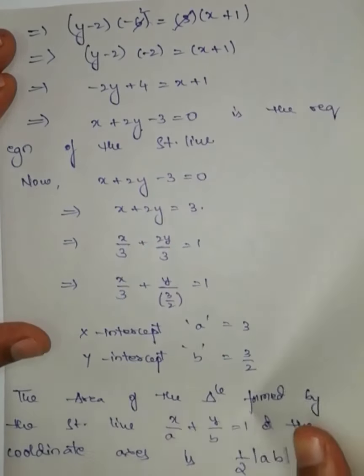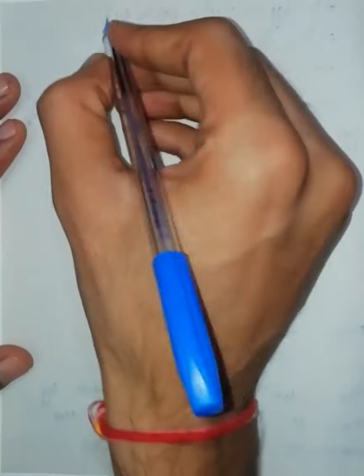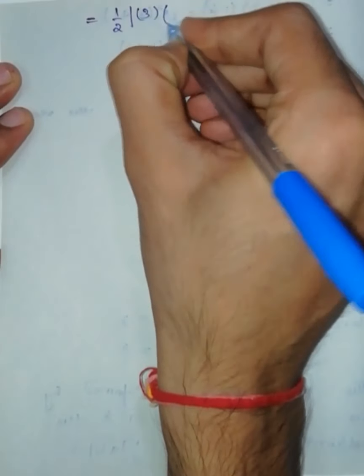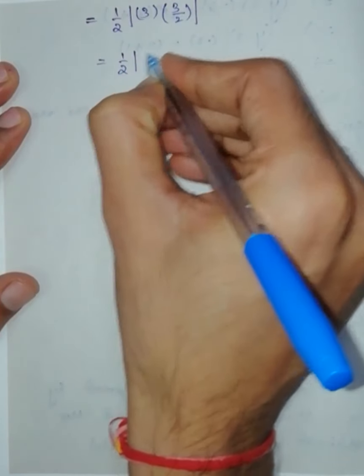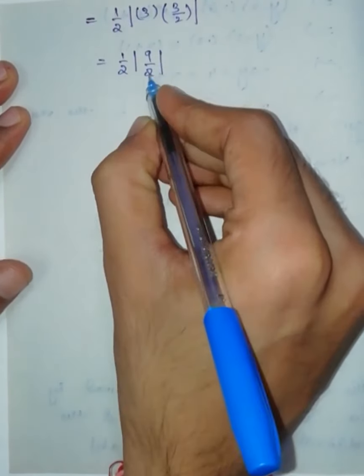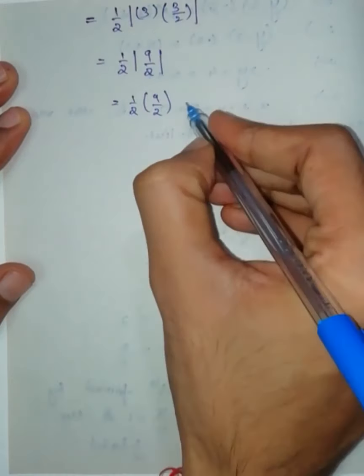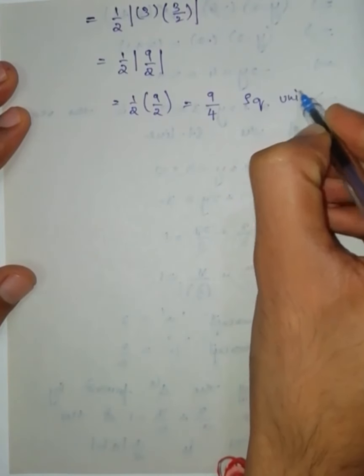Therefore, what you will get now is half modulus of a, which we got as 3, and b, which we got as 3 by 2, which is equal to half modulus of 9 by 2. Since 9 by 2 is positive, we will get half into 9 by 2, which is nothing but 9 by 4 square units. That is the answer.